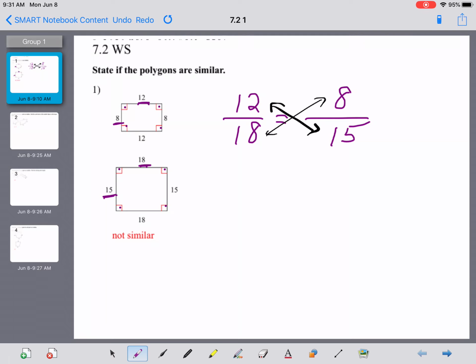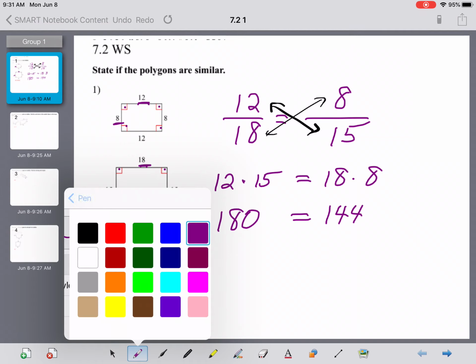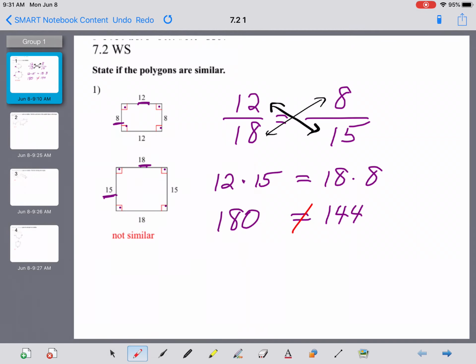So let's see what happens here, everybody. 12 times 15 is going to give us 180 for that first product. In fact, you know what? That one might not be obvious, so let me go ahead and write down what we did. We did 12 times 15, and we wanted to know if that was equal to 18 times 8. So the 12 times 15 gave us 180, and 18 times 8, if I'm not mistaken, is 144. Those 2 numbers right there pretty obviously are not equal to each other, which means this is not a proportional relationship. And because those corresponding sides are not proportional, we would say that our 2 figures here are not similar.